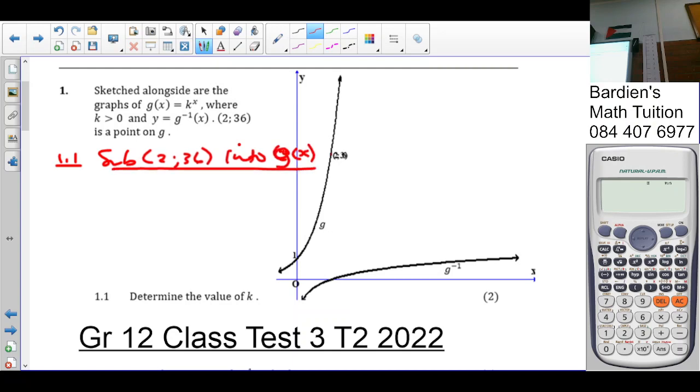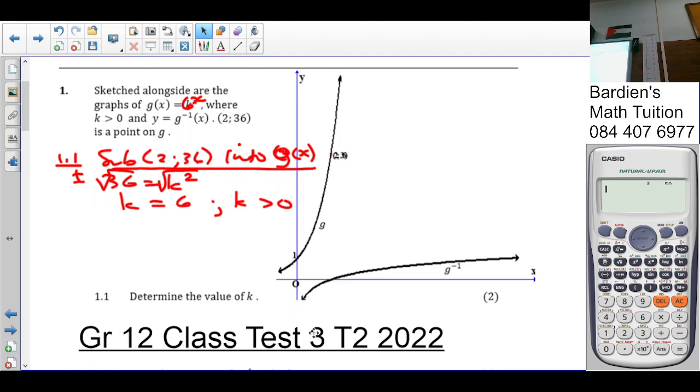So that's the x and the y. G of x is the y, so 36 is equal to k squared. If I introduce square root, I must not forget plus minus, not so. However, k will be greater than 0. So k is equal to 6. So my equation now of g of x is going to be 6 to the x.